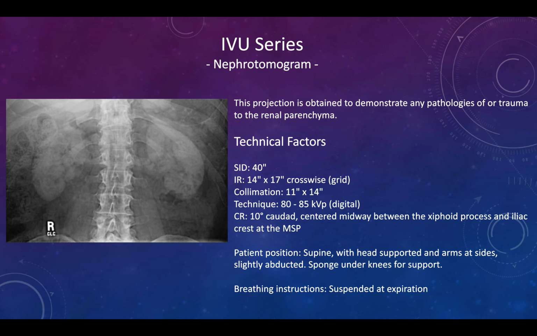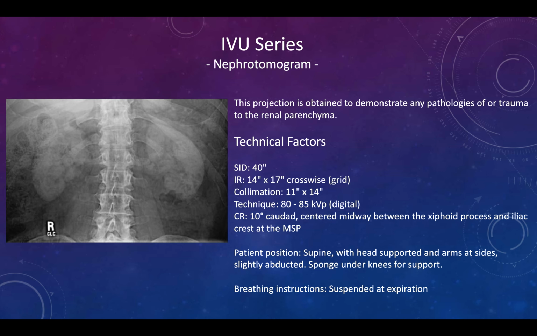All right, we will also be taking a nephrotomogram. This projection is obtained to demonstrate any pathologies of or trauma to the renal parenchyma, the kidney tissue. 40-inch SID again. This is going to be 14 by 17 crosswise, collimated down to 11 by 14 because we're just looking at those kidneys.